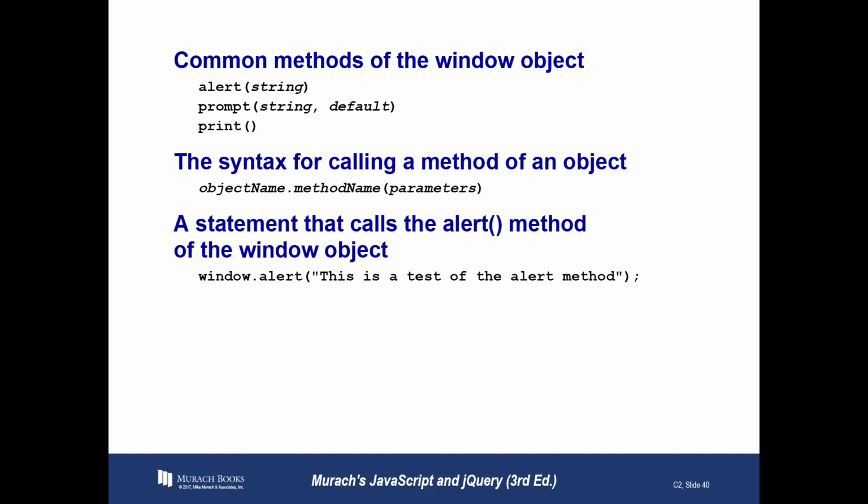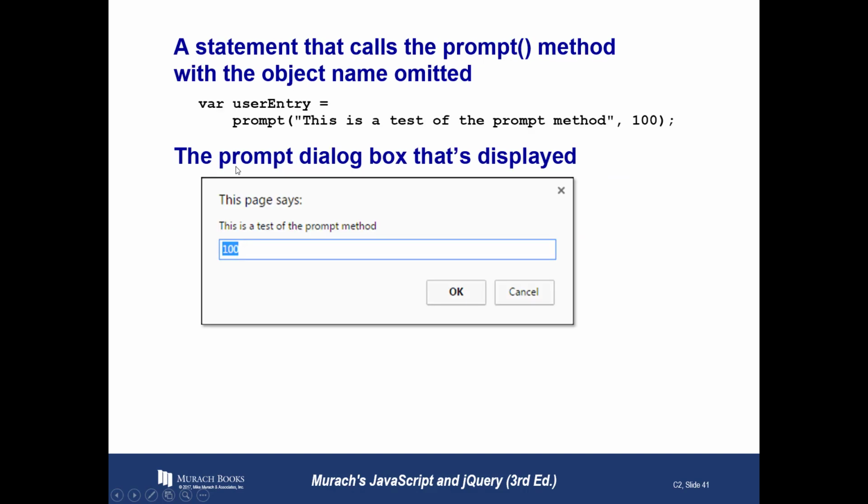All right. Common methods of the window object. An alert gives you a message box. A prompt gives you an input box. Print allows you to print something. And again, I'm being unbelievably simplistic here. So here's an example of a prompt. This is a test of the prompt method, 100. This is a test of the prompt method. That's your text. 100, that is your default value.